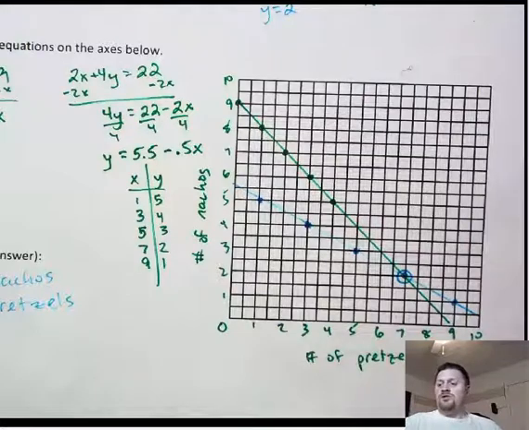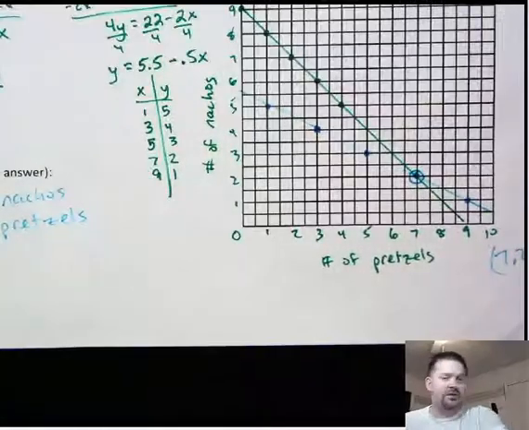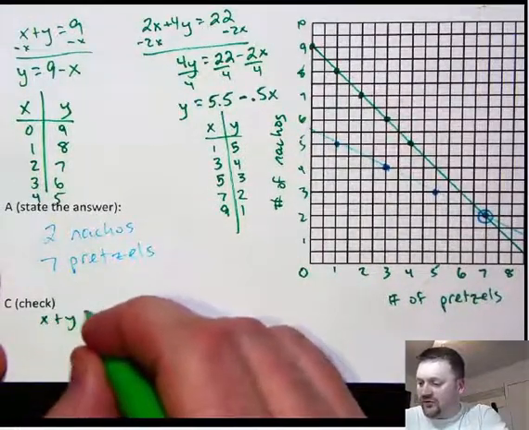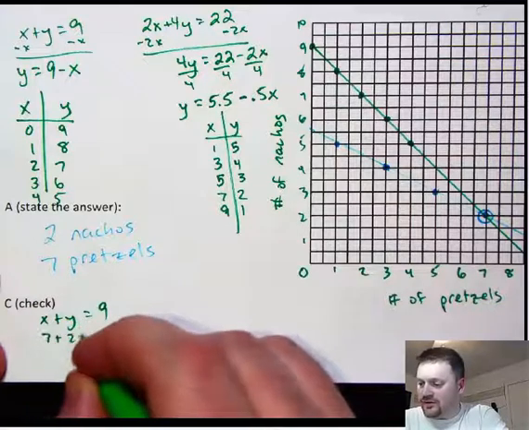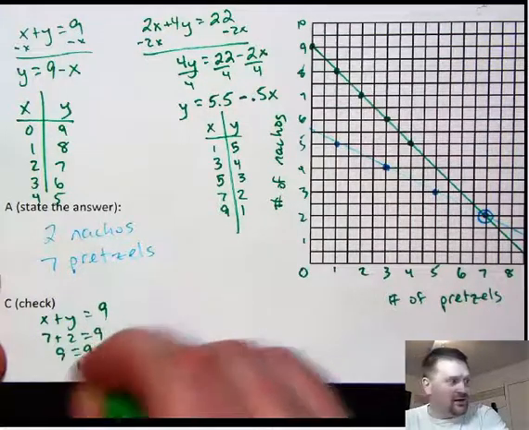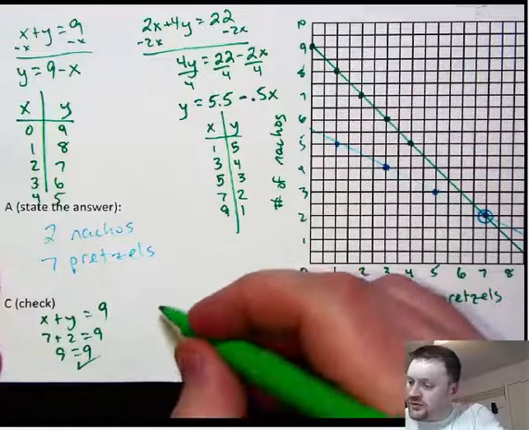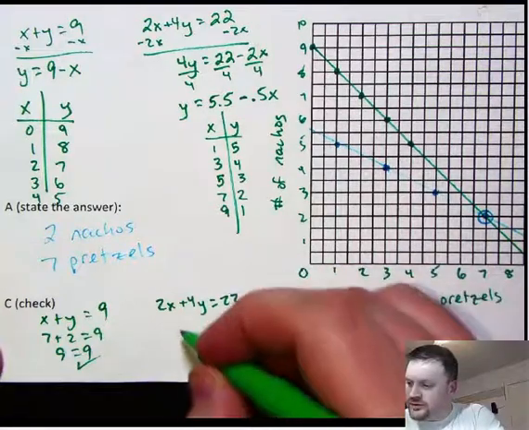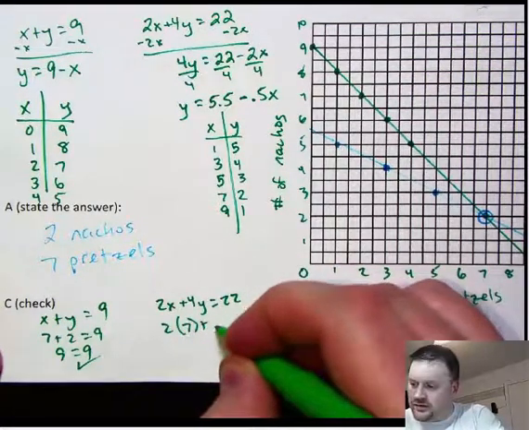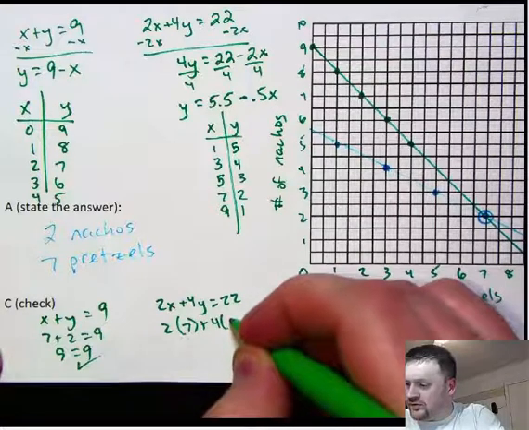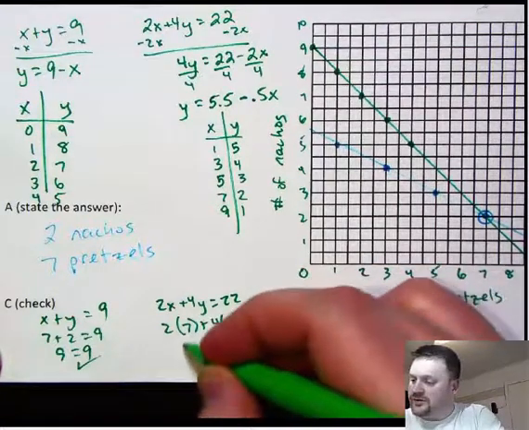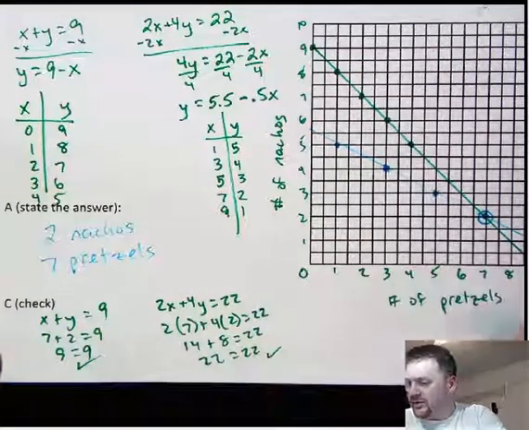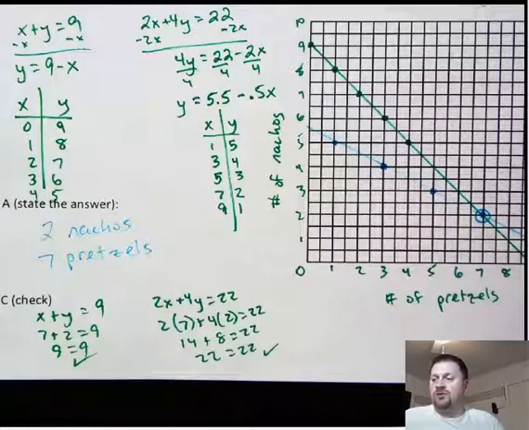All right, and as always, the last part of any VEWAC question is to check. We think the answer is 7, 2, where x is 7 and y is 2. My first equation is x plus y equals 9. 7 plus 2 is in fact 9, so it checks. My second equation was 2x plus 4y equals 22. So that's 2 times 7 plus 4 times 2. And we get 14 plus 8, which is in fact 22. So this is our VEWAC systems.